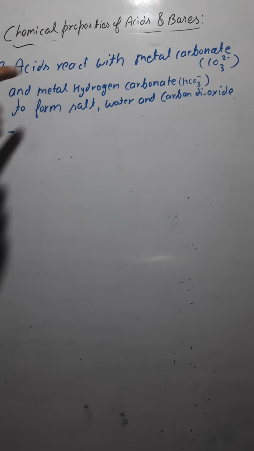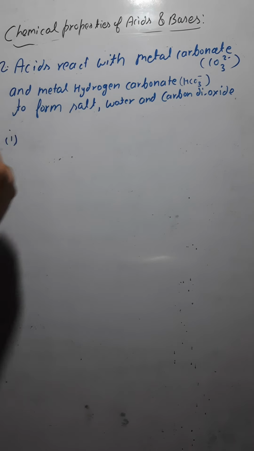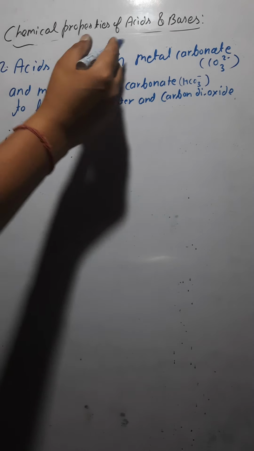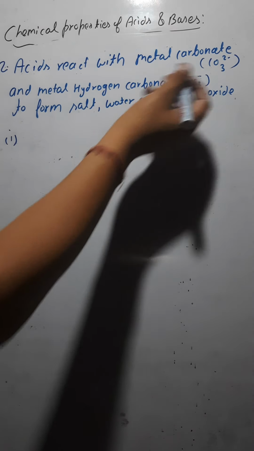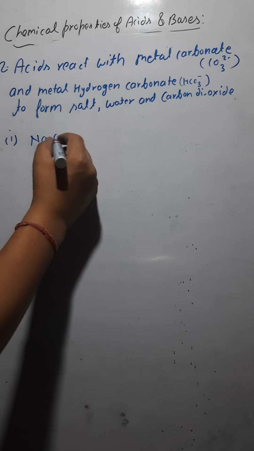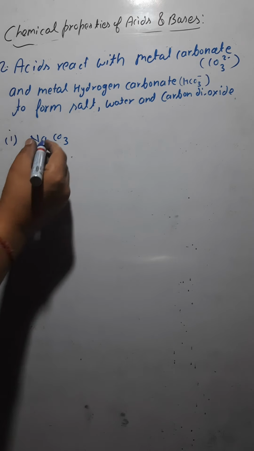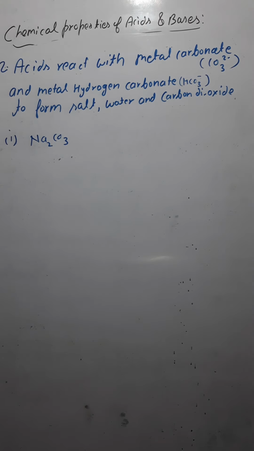First, this metal carbonate one. Let's say we have a metal carbonate, meaning a metal and a carbonate. Sodium is the metal and it's a carbonate. Carbonate is CO3. CO3 is 2 negative, sodium is 1 positive. So I would write here 2: Na2CO3. This is sodium carbonate, the metal carbonate.